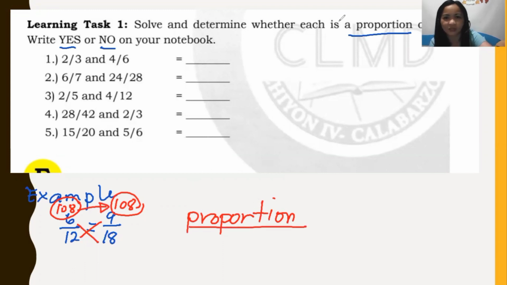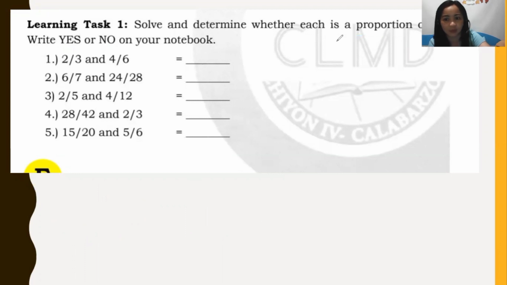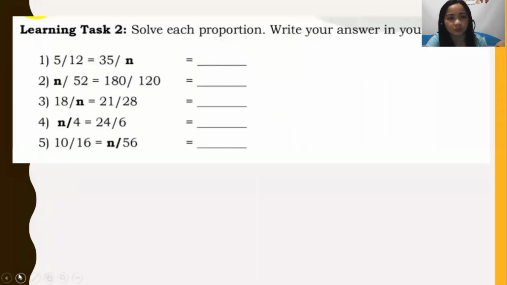So that's it for learning task number 1. So kung nalilito pa rin kayo, pwede niyong balikan yung unang part ng video na ito para masagutan niyo yung learning task number 1. Now, let's go to learning task number 2. So here, solve each proportion, write the answer in your notebook. So katulad nung pinagawa ko kanina sa ating video, find the missing term or find the value of x.